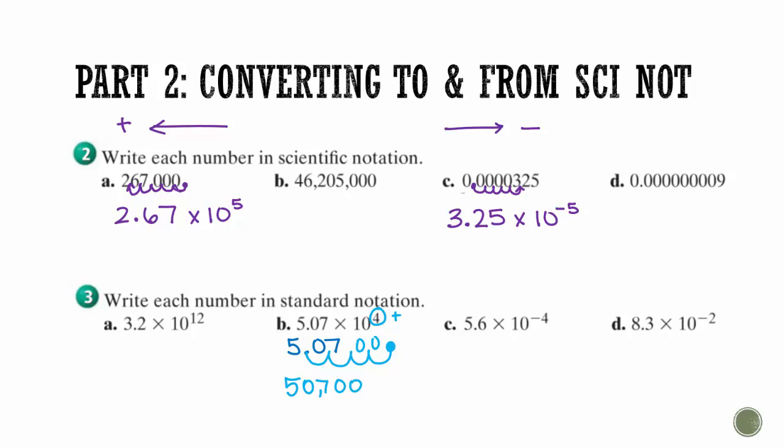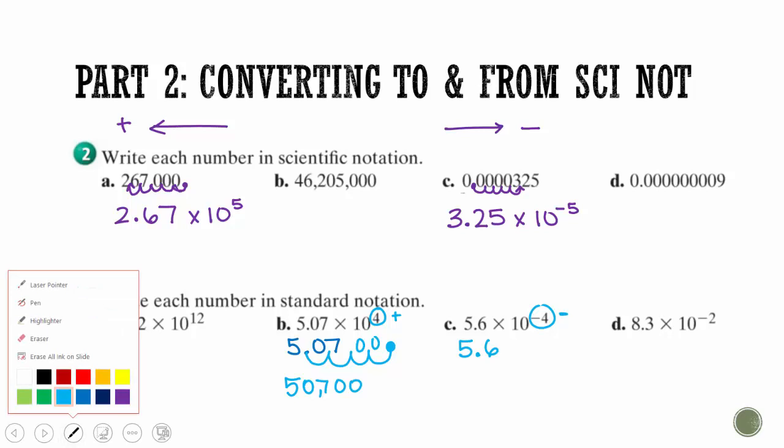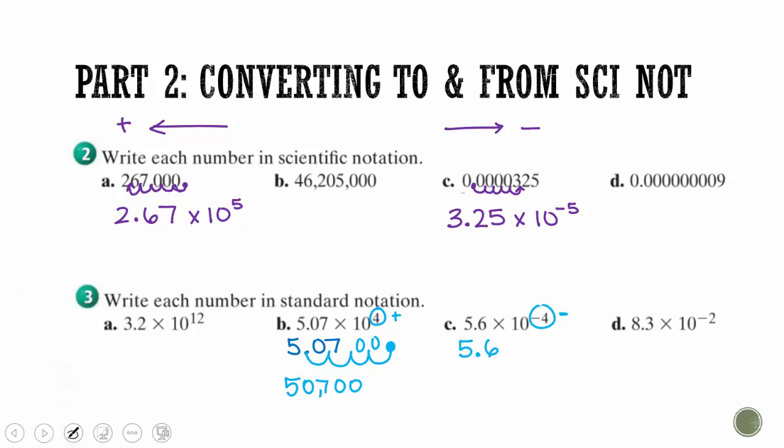Or we can do the same thing with this. I'm going to write out my decimal point. This negative tells me that it's going to be a small number. So instead of moving to the right, I want to move to the left. 1, 2, 3, 4 times. So again, we'll replace these humps with zeros. So it's 0.00056.